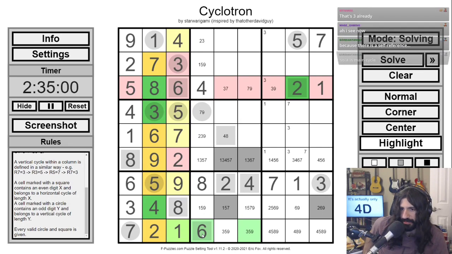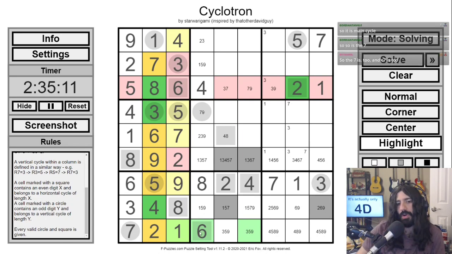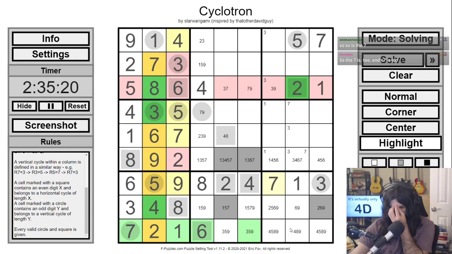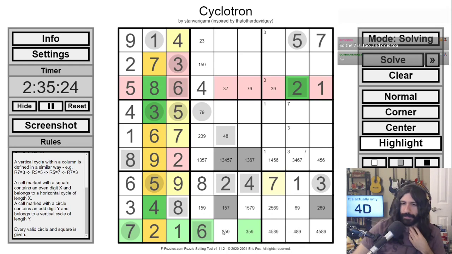Wait, because there's a self-reference? So does main cycle? Okay. So is the seven, of course. Okay, hey, that's good. So we guaranteed these have to be. So we can either have two 1 cycles or a 1 cycle and a 2 cycle. Is there a 2 cycle possible here? Yeah, 9 8, right?